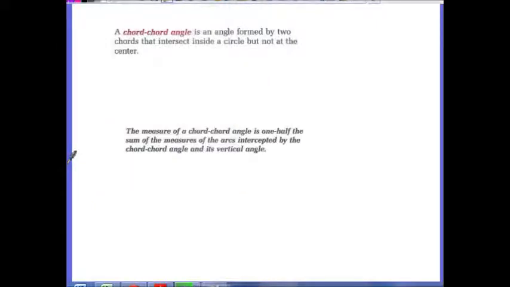Next, we have a chord angle. A chord angle is formed by two chords that intersect inside a circle, but not at the center. So here we go. Let me draw that out for us. Here's our circle, and here's my circle's center. If we have two chords whose intersection is not at the center, these angles that are formed in here are going to be called my chord angles.